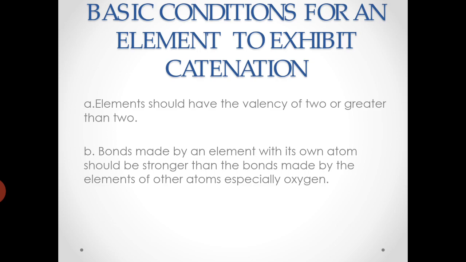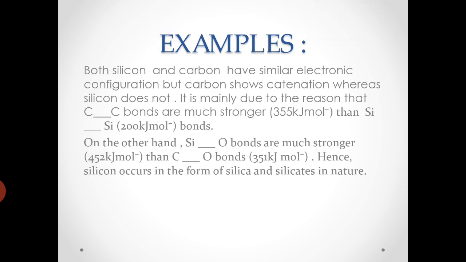Second condition is, bonds made by the element with its own atom should be stronger than the bonds made by the element with other atoms, especially oxygen. As you know, the carbon-carbon bond is stronger as compared to the carbon-oxygen bond. So it also fulfills the second condition, so carbon exhibits the property of catenation. Let's have an example so you have a clearer vision about catenation.